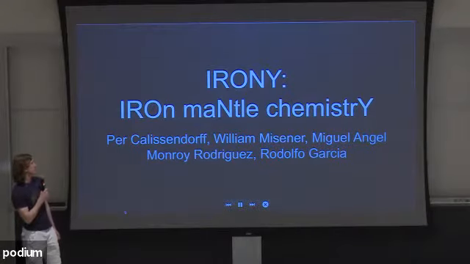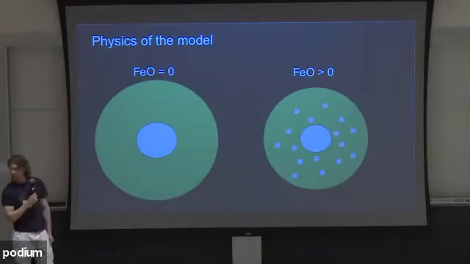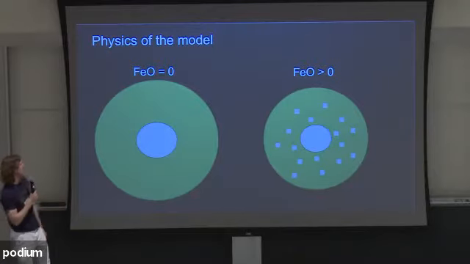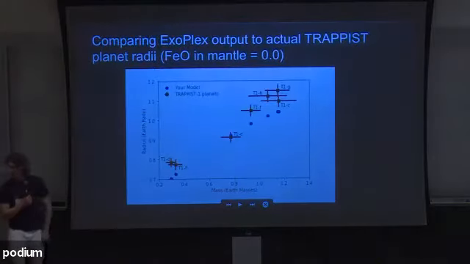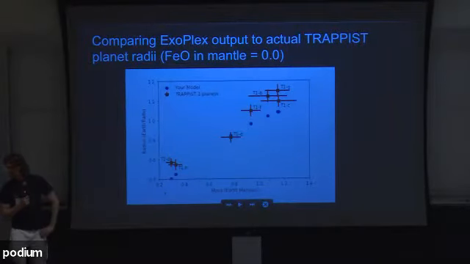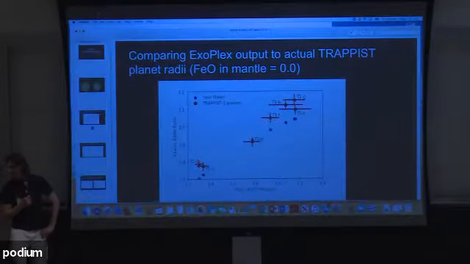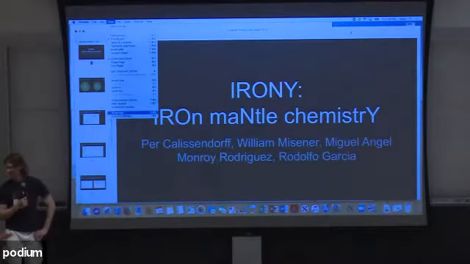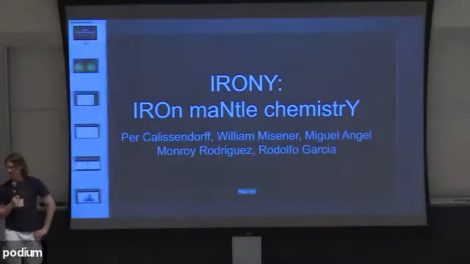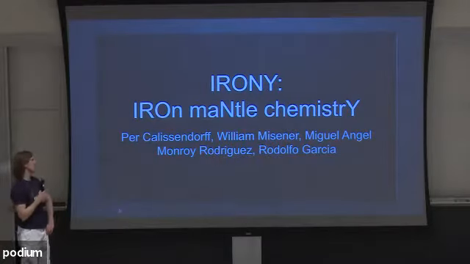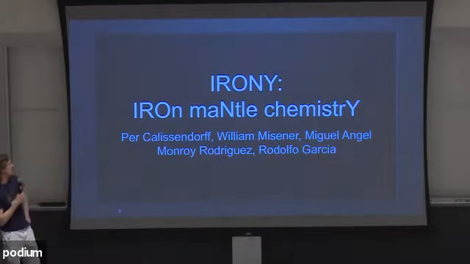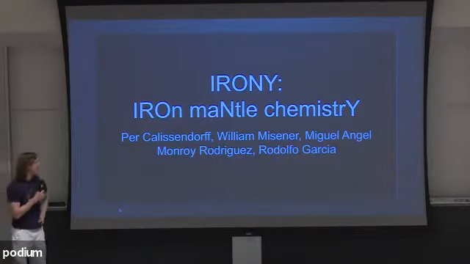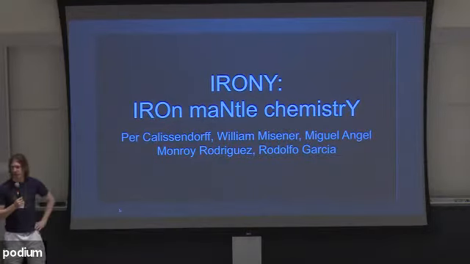Right, so we're Team Irony, iron mantle chemistry. It's very important to include all letters in your acronym, and remember that N is in mantle and not iron. So we are Per Calisonar, Rodolfo Garcia, Will Meissner, Miguel Ángel.